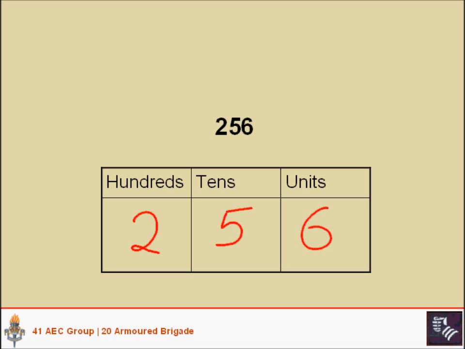You may have completed tables like this at school. Let's write in our number. 2, 5, 6. In this table, we have shown up to hundreds, but we can go on to thousands, tens of thousands, hundreds of thousands, and millions.